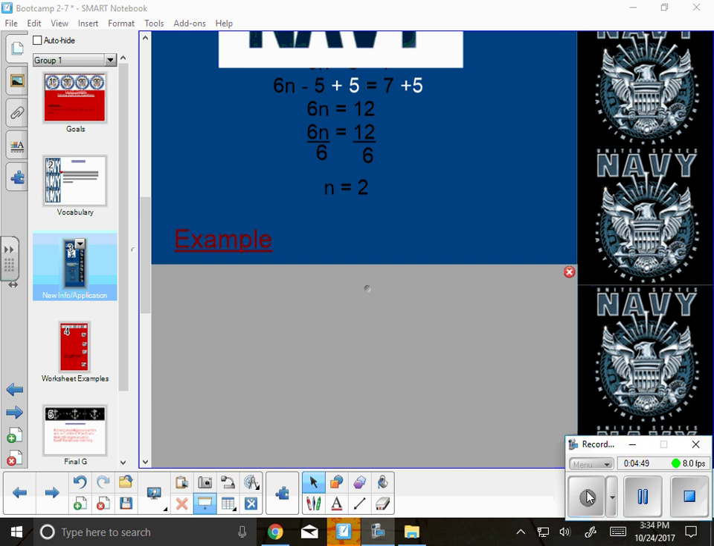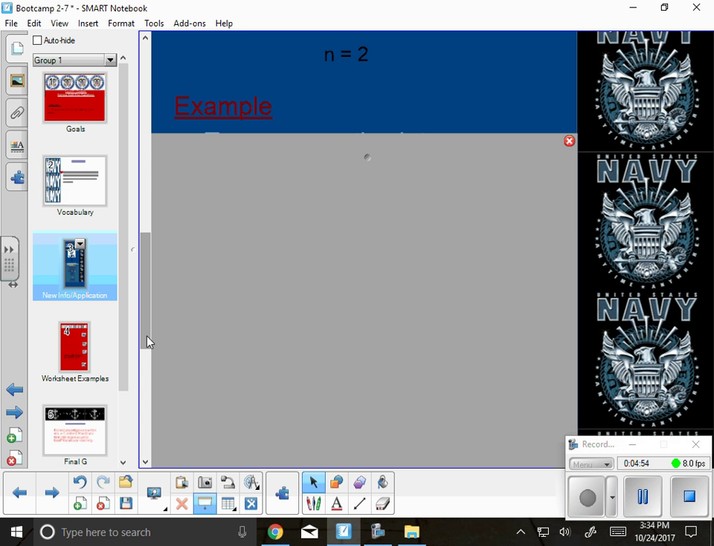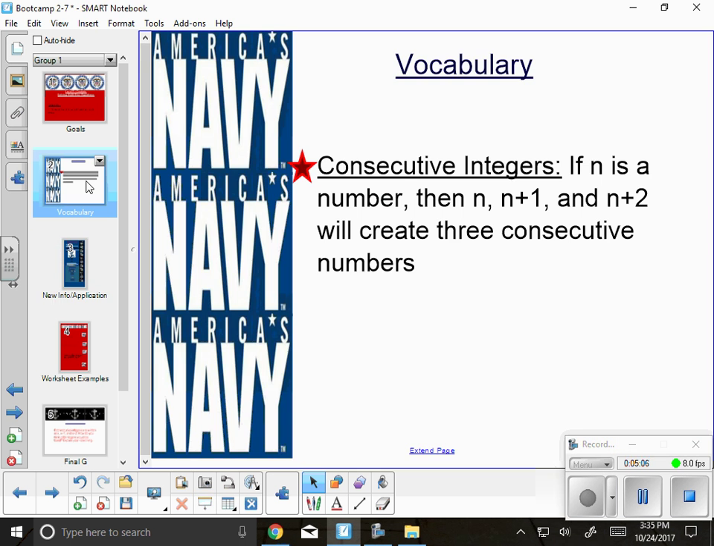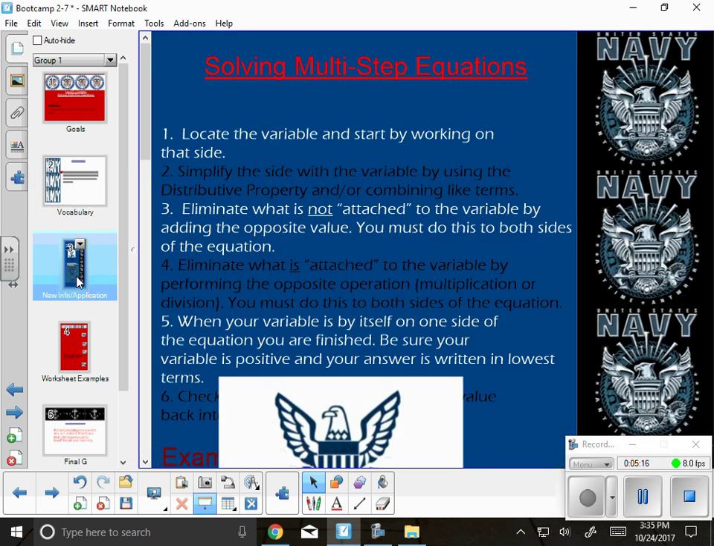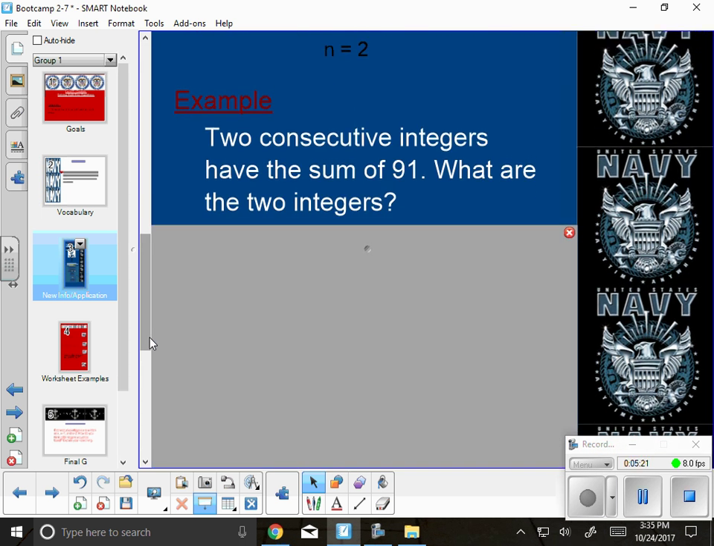Our next example is going to be on the vocabulary word that we learned today. It says two consecutive integers have the sum of 91. What are the two consecutive integers? If we go back to our vocabulary, we said if n is a number, then n and n plus 1 and n plus 2 will create three consecutive numbers. For this one, we just have two consecutive numbers. So what is this going to look like, do you think?